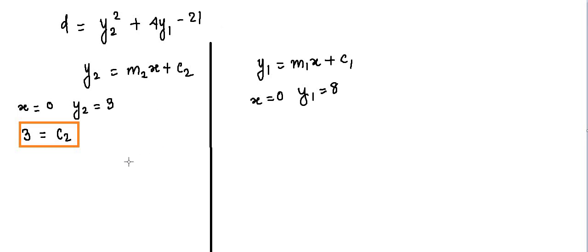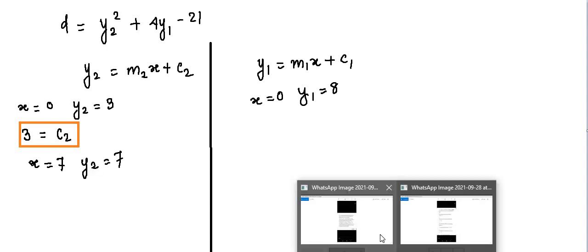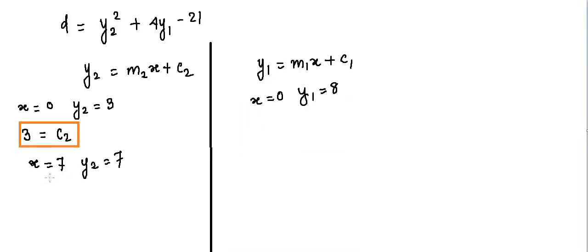The next equation is when we have x is equal to 7, then y2 is equal to 7. So this is the only equation condition that has been given. Good. So now let's substitute the value here. Again we have y2 as 7, m2 is not known, x is 7, c2 is 3. From here, if you take it to this side, m2 is equal to 4 by 7. This is the value that we got.